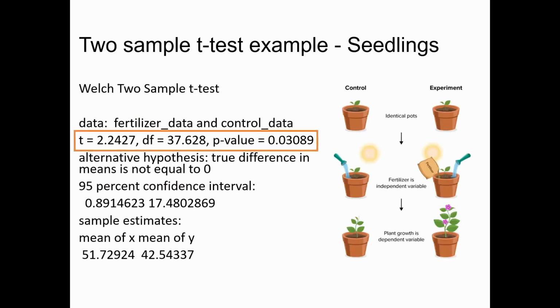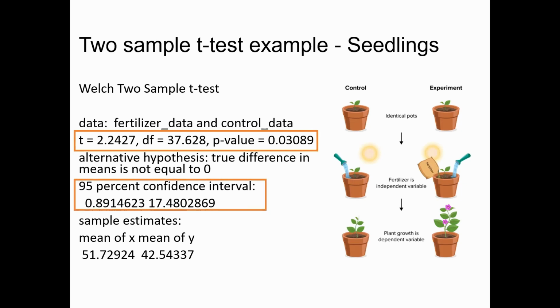Next, we want to get down to this line here that I just highlighted. We want to get to the nitty gritty of the results: the t-stat, 2.2427. That's a pretty big t-value, with degrees of freedom 37 and p-value 0.03089. Now that p-value is less than 0.05. So assuming we set our alpha at 0.05, our p-value is less than that. So we reject the null hypothesis, right?